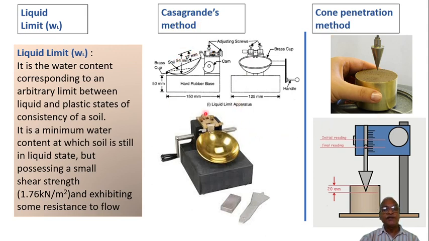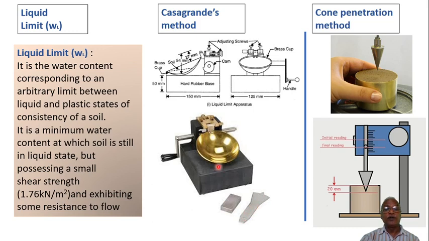In Casagrande's method, there is a Casagrande's apparatus. Right here, this is made up of a hard rubber base. There is a brass cup. There will be an arrangement over here such that when you rotate this cam, this will be lifted up and dropped. There will be adjusting screws. This particular pad is having a height of 1 centimeter, which will be used for calibrating height of fall. It will be adjusted for 1 centimeter or 10 mm of fall, and this is known as grooving tool.